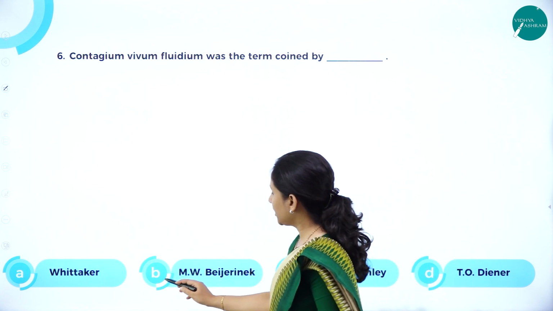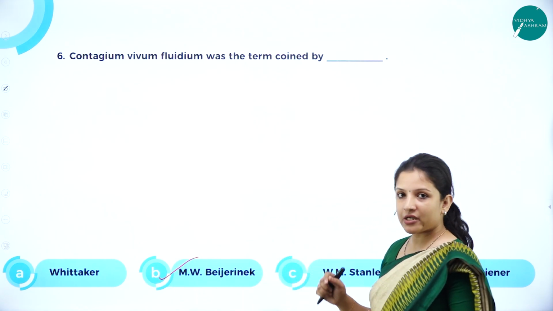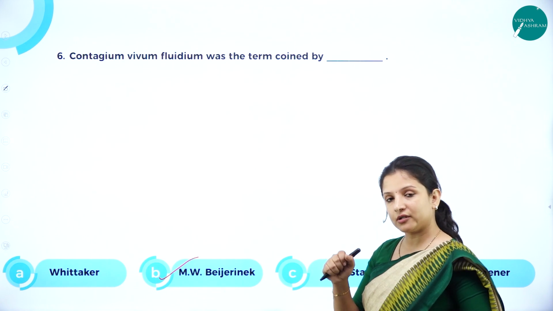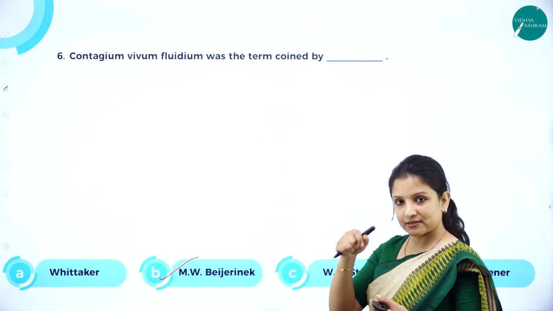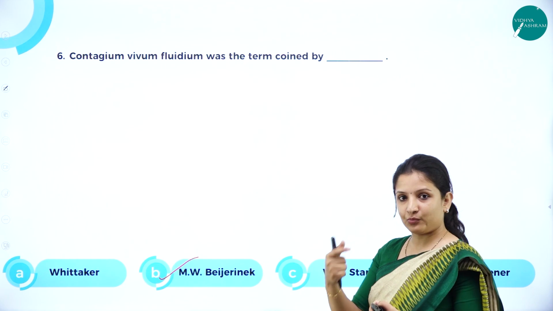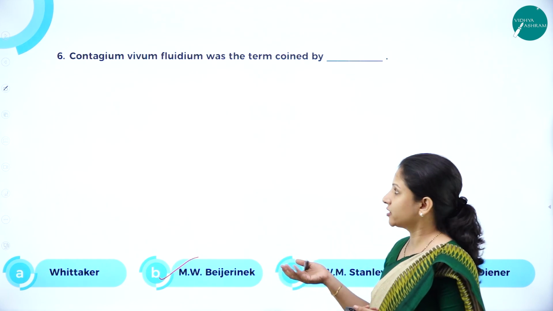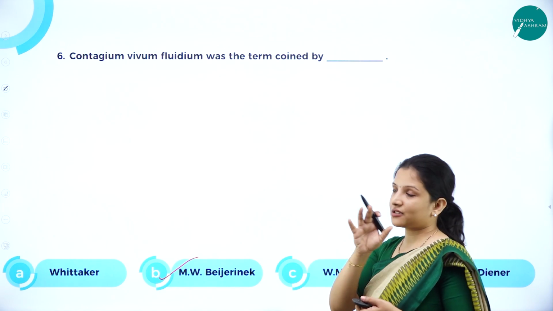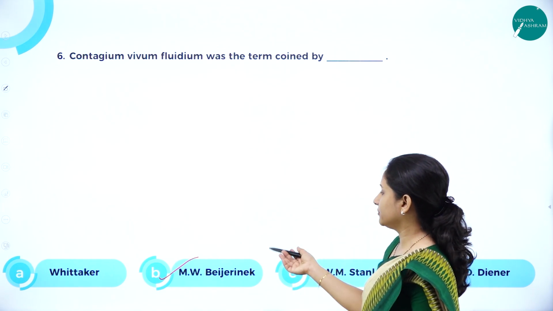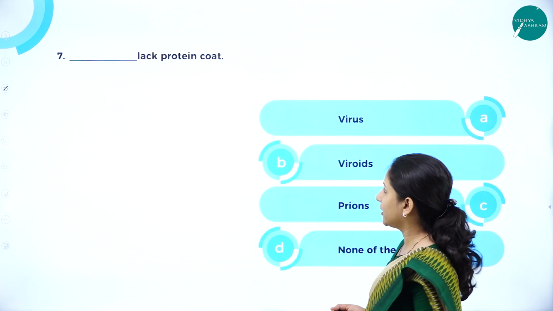So, it is M.W. Beijerinck, because M.W. Beijerinck was the person who found out that if you take the extract of a diseased plant and spray it on a healthy plant, it is capable of causing infection. And he called that particular extract contagium vivum fluidum. The answer is M.W. Beijerinck.